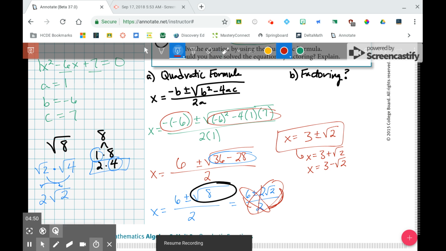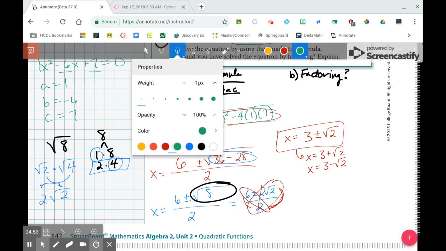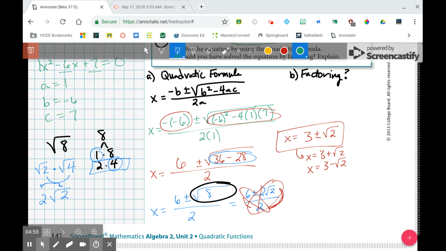So now let's look at factoring. Would it have been possible to factor this? Could we have done that? Could we have figured out what 2 numbers multiply to get 7 and add to get negative 6? So is it possible to factor?